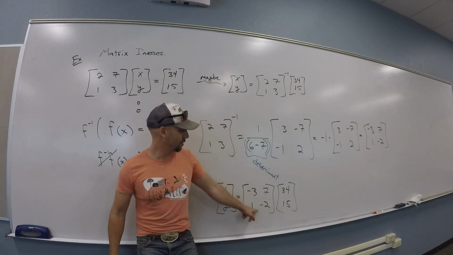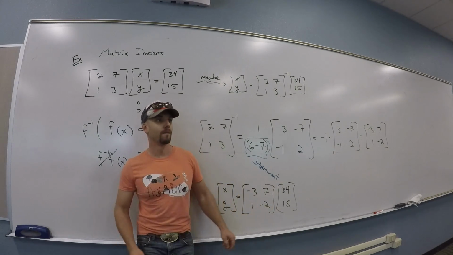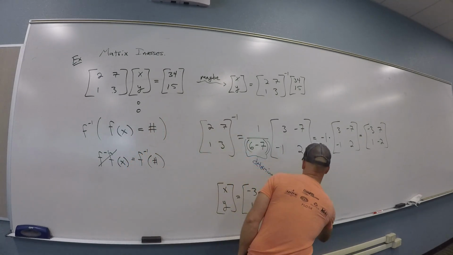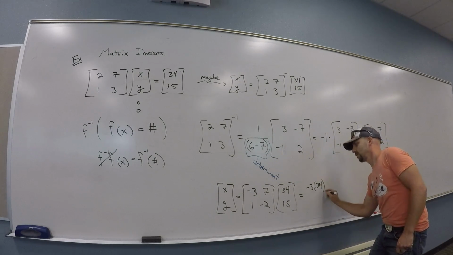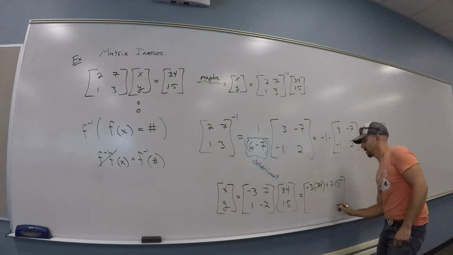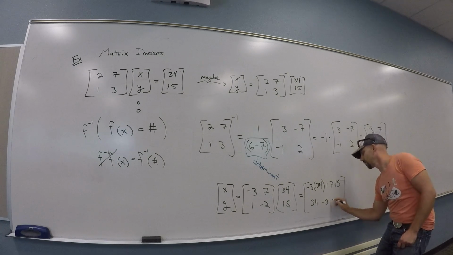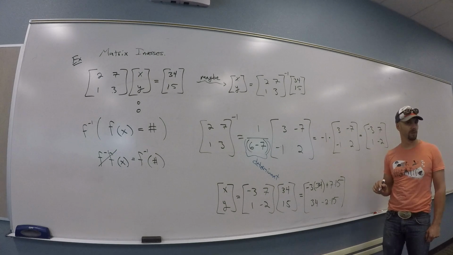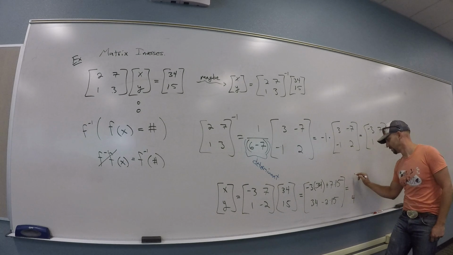So, how do you do this multiplication? Pick up, twist, drop on, right? So you're going to get negative 3 times 34 plus 7 times 15 and 34 minus 2 times 15. You guys with me? Okay, so the bottom one at least is 4.